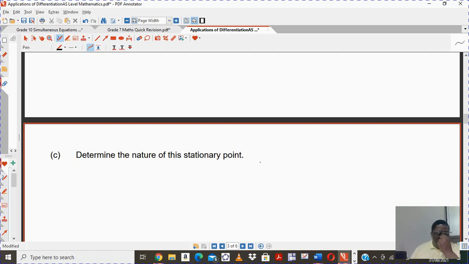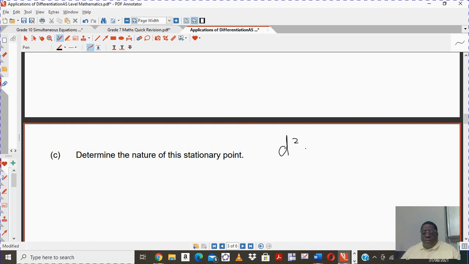When you are determining the nature of any stationary point, you have got 3 types of stationary points. You have the minimum, you have the maximum, and you have the point of inflection. On all these points, you're going to find the first derivative, you're always going to let it equal to 0. But now, in order to determine the nature of the stationary points, we need to take the second derivative because it will tell us something. And here's what the second derivative tells us.